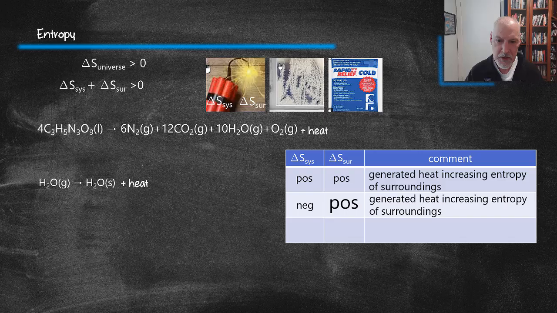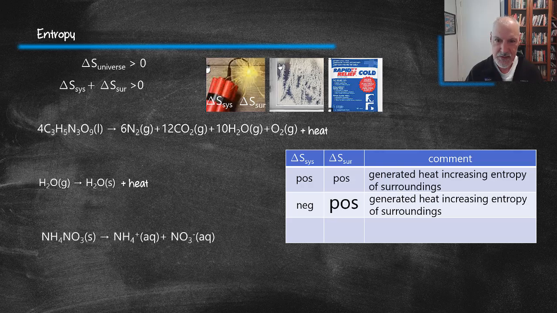However, if we compare the magnitude of these two changes, we do know that the sum has to be greater than 0. So I would expect that the entropy change of our surroundings was bigger than the loss that we had in our reacting system, because we know that the sum of the two has to be greater than 0.